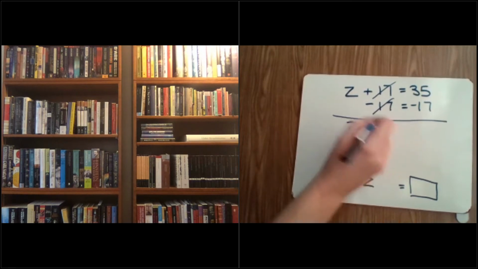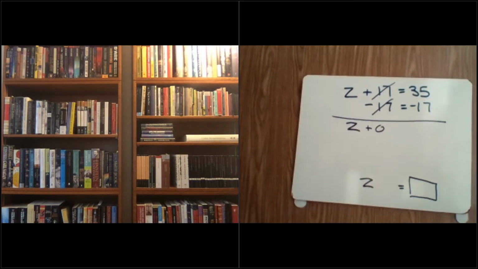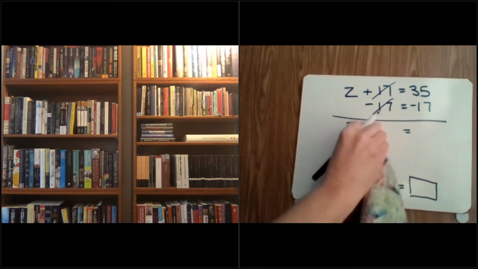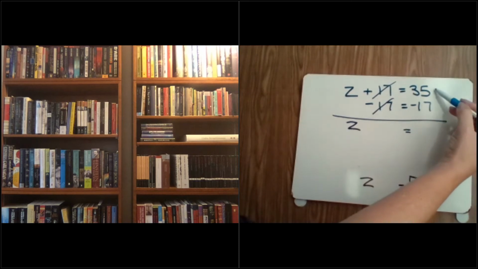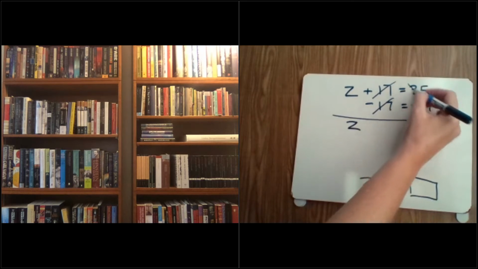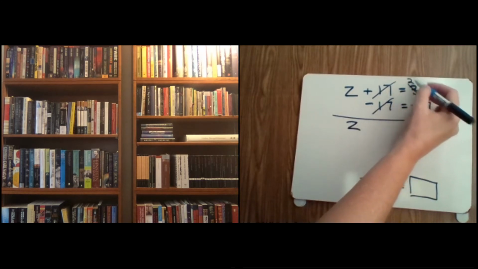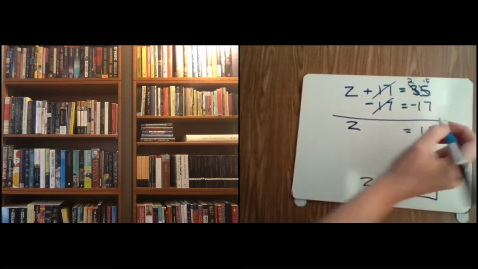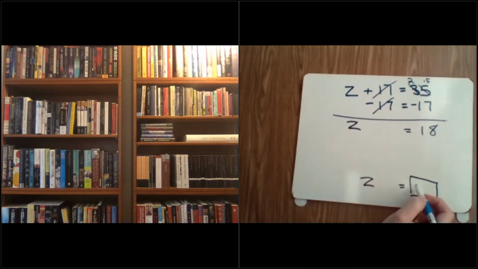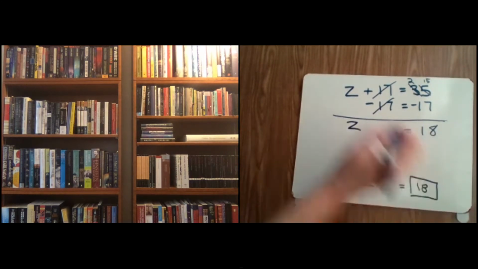A lot of students like to put the plus 0 there. I don't like to do that because honestly, it just adds an extra step. So I'm going to erase that, because we know that Z plus 0 is the same thing as Z. So now we have to do 35 minus 17. 5 minus 7 can't be done, so I'm going to borrow from my 3. 15 minus 7 equals 8. 2 minus 1 equals 1. And there's my answer: Z equals 18.